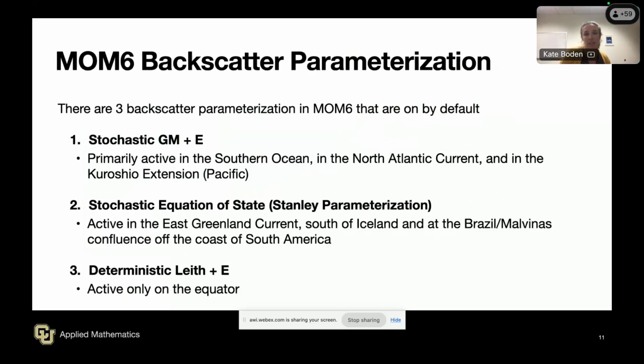But what's important for us here is what's the actual backscatter parameterizations that we're adding. We have 2 stochastic ones and 1 deterministic. If you run MOM6, these are on by default. So when I ran a control case, I would turn them off. And they're active in different areas of the ocean. But what's important is that these parameterizations are going to improve variability in our model. And there's other papers that have already shown that.